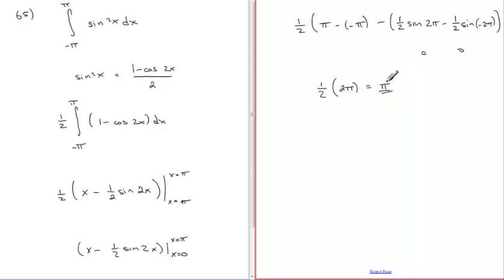The other way of doing it, if you did this, you would have pi minus 1/2 times the sine of 2 times pi, which would be 2 pi. So that would be the upper limit. The lower limit, you'd have 0 minus 1/2 times the sine of 0, which are all 0, and that's also 0. So you just end up with pi, or the integral is equal to pi, I guess, not x. So either way, you get pi.